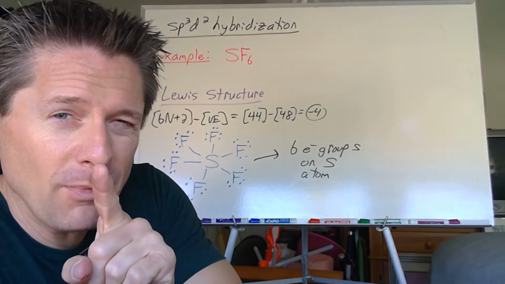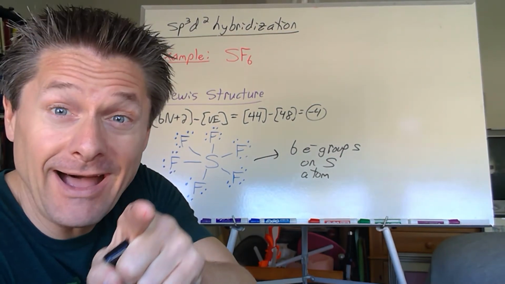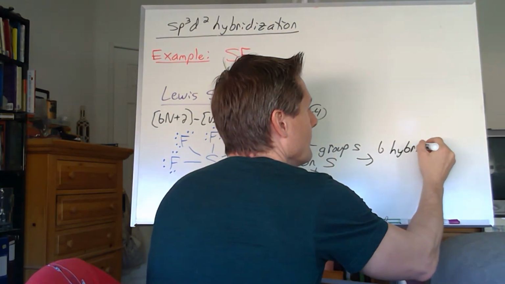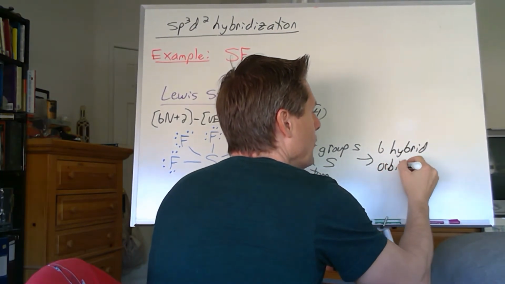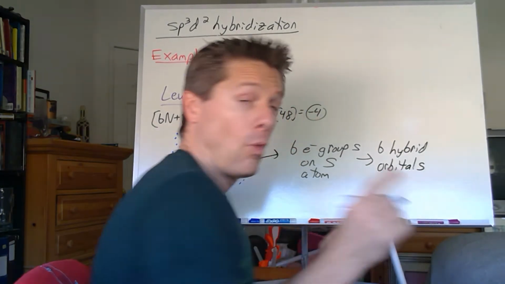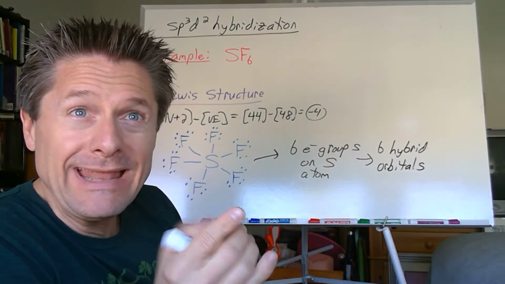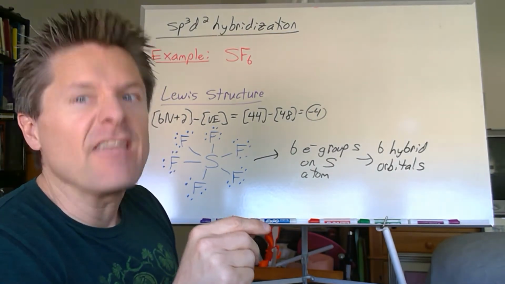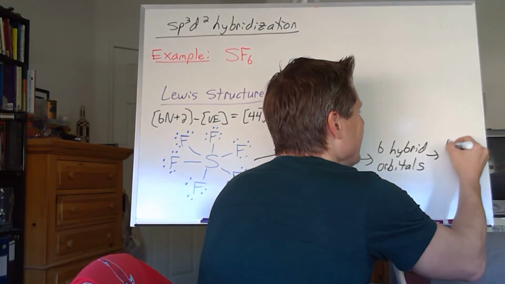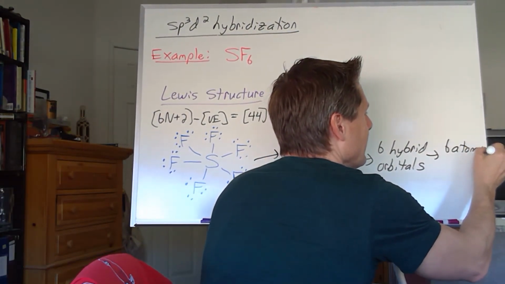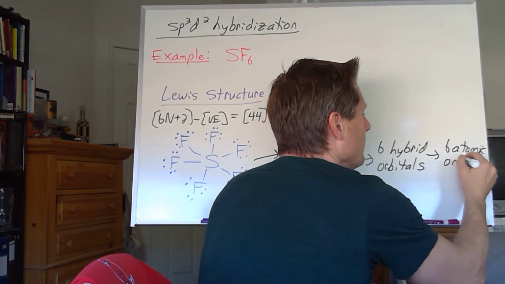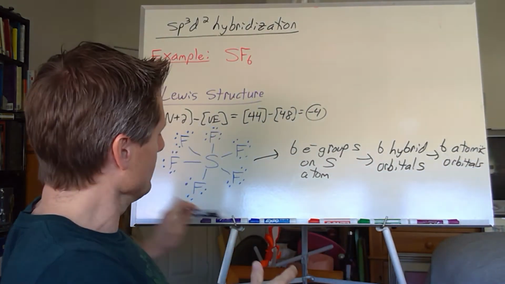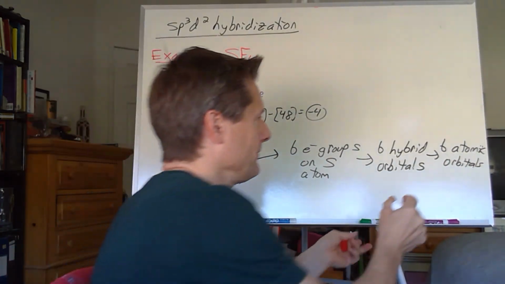How many hybrid orbitals? 6. Haha, it's the same number. So we need 6 hybrid orbitals. In order to get 6 hybrid orbitals, how many atomic orbitals do we need to hybridize? 6! This is the evil one. So we need 6. I'm running out of room here. 6 atomic orbitals. You ready?